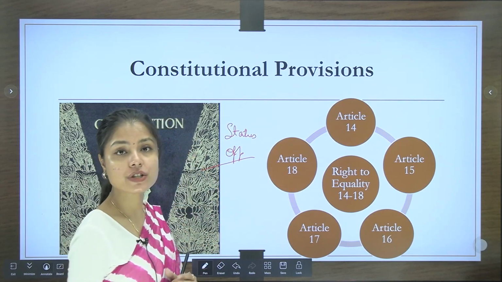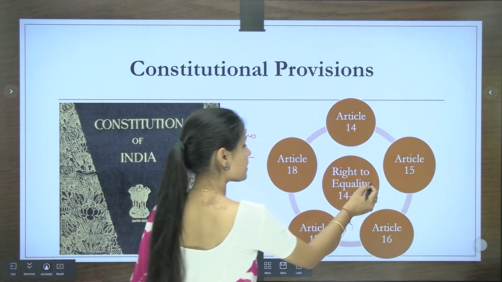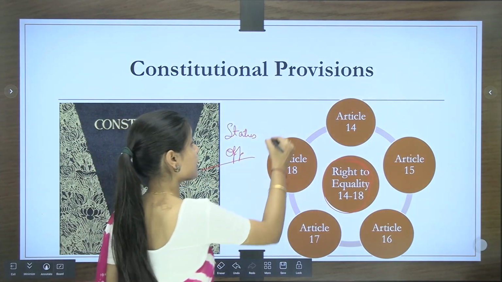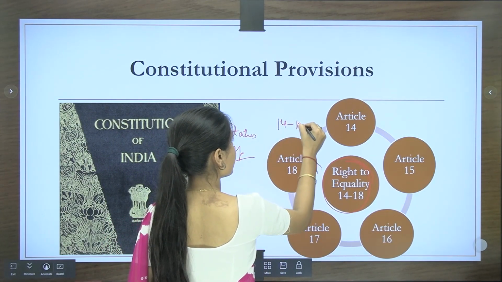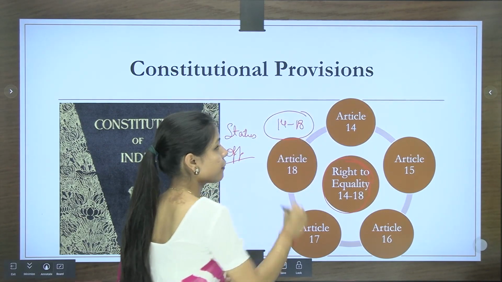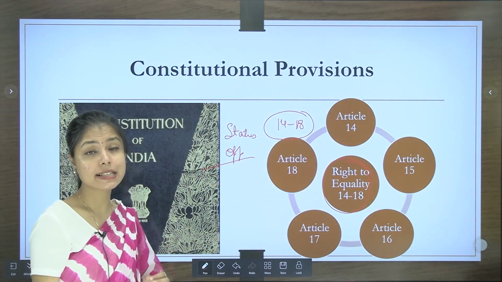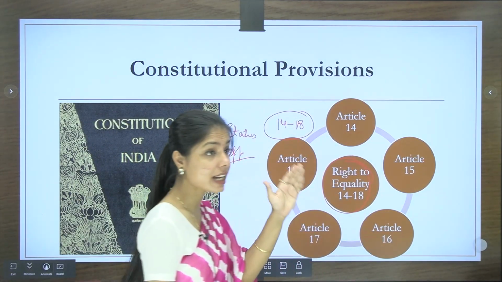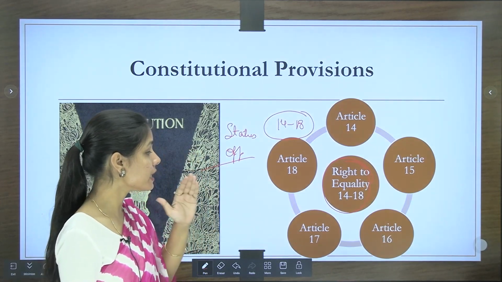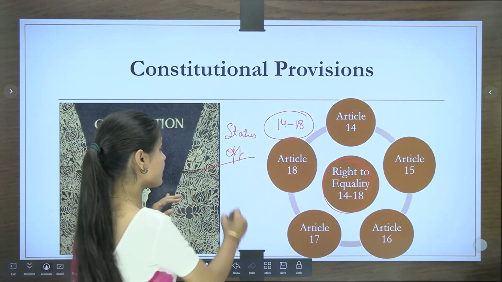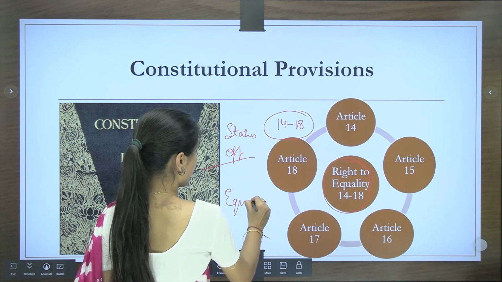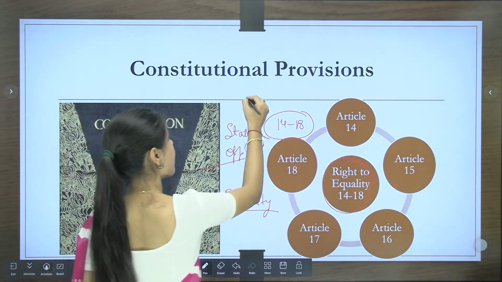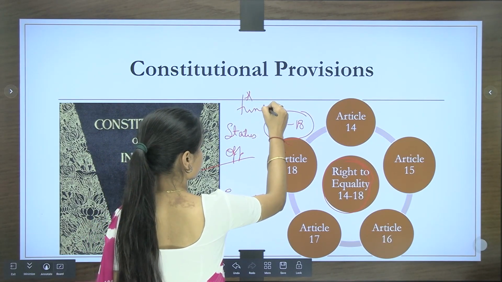So even the preamble recognizes equality in India and talks about equality of status and of opportunity. Now talking about the constitutional provisions, we have this very important right, that is right to equality. Article 14 to Article 18. Please take note of it. Of course, we will be going into each of these articles in detail in further lectures. But here you need to understand that we have an entire Article 14, 15, 16, 17 and 18 that deals with the aspect of equality in India. That is right to equality, which is a fundamental right.